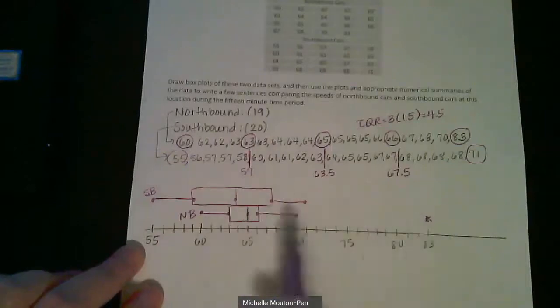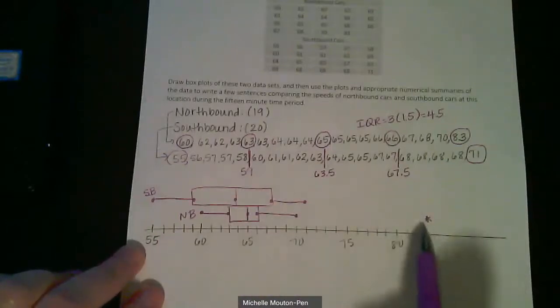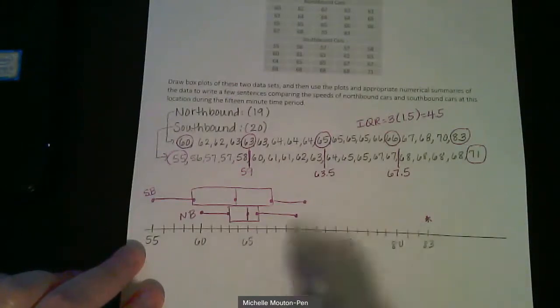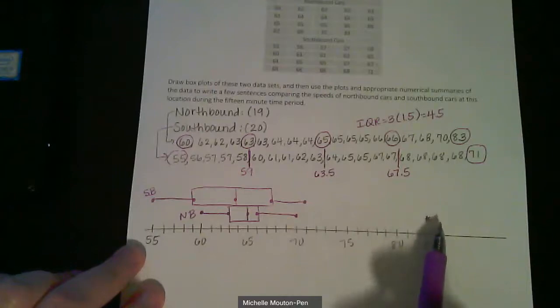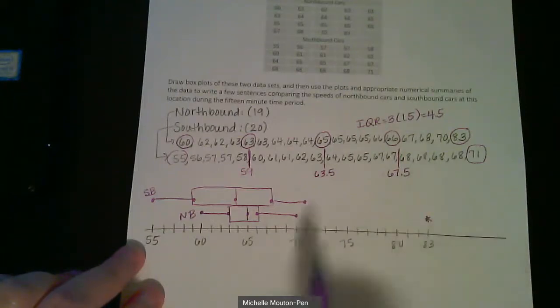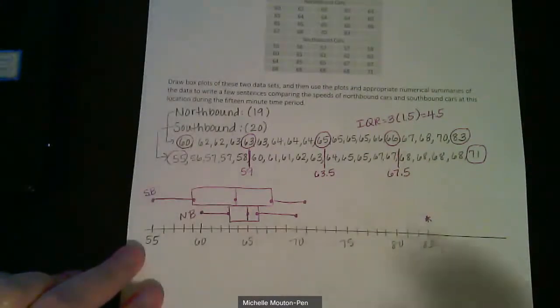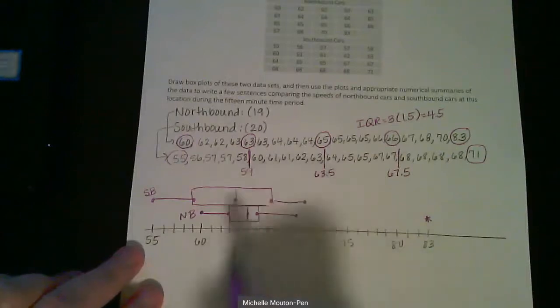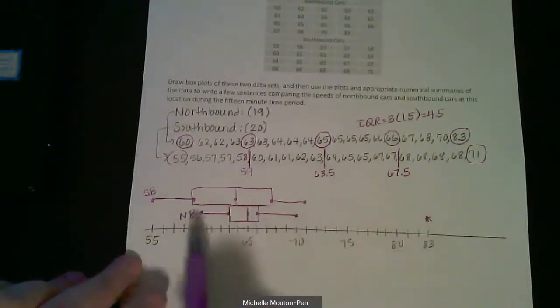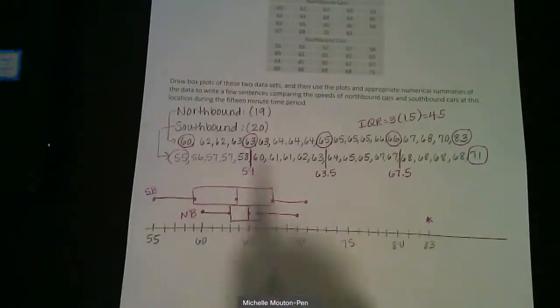Northbound only had 19 pieces of data. So if I had to guess, the 19th person that came by was 83 miles an hour, and the state trooper decided he was going after that person. Therefore, he didn't clock his 20th person because he got in his car and pulled this person over and gave them a ticket. That's what happens when you're an outlier going down the highway. When you're on the upper end or even the lower end, sometimes they might stop you for going too slow also.